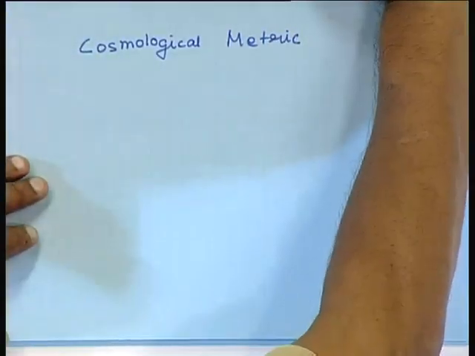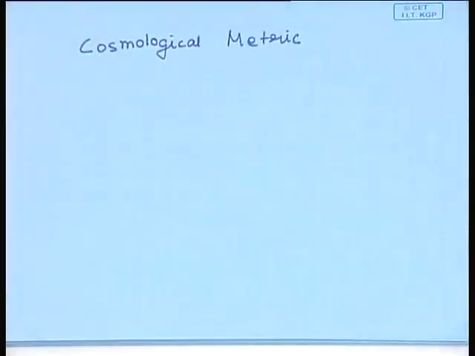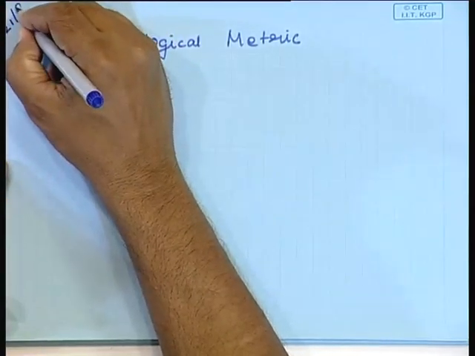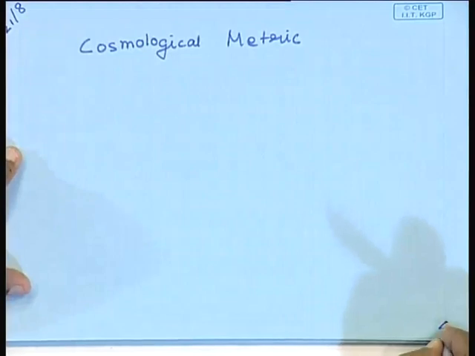Okay. Now, let us ask the question, what is the cosmological metric? The cosmological metric tells us how to calculate distances in the cosmological space time. The question is, what should be the properties of the cosmological metric?